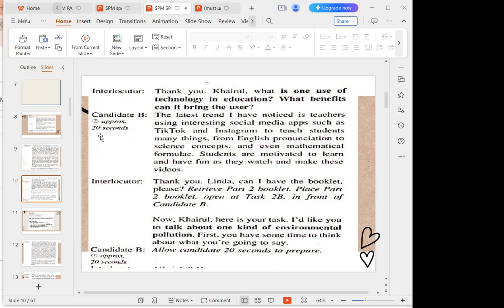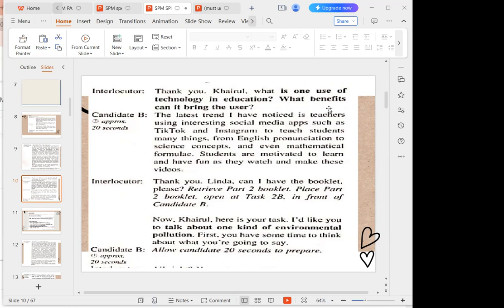Okay, did you notice that it is only 20 seconds, which means you cannot use too much time to talk about this one, because you are candidate B, basically you're only answering the follow-up question. So 20 seconds is very, very fast. It's about seven, eight sentences. So you have to be short, sweet, and concise.